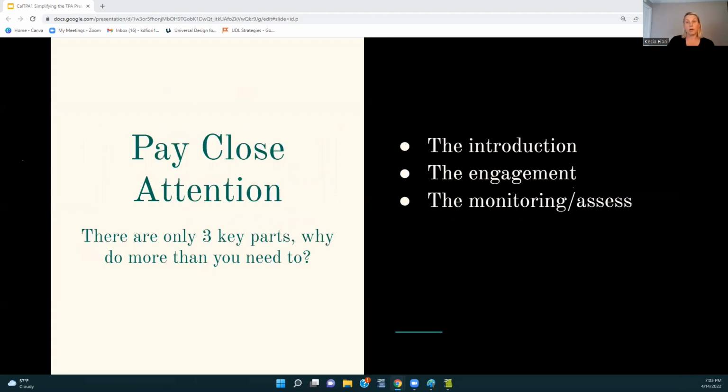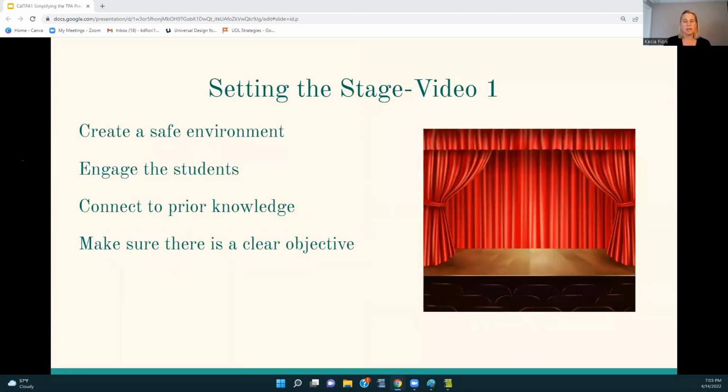So they want an introduction. They want the engagement in the student collaboration, critical thinking, and they want to see how you're monitoring and assessing. So in your introduction, you need to create a safe learning environment, connect to prior knowledge, have a clear objective. 5 minutes. So don't make this a big deal.